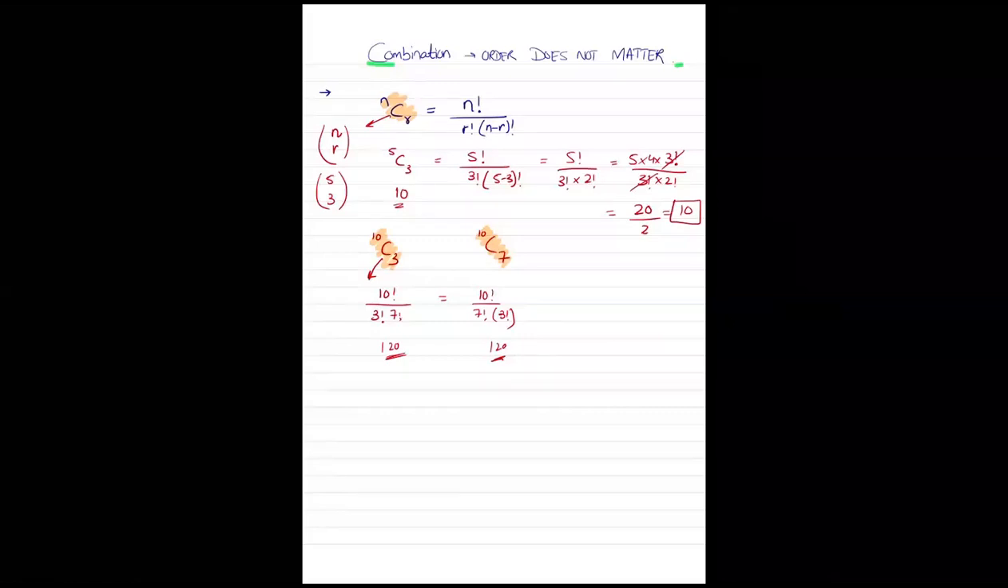All right, let's look at an example question. A team of 6 swimmers is to be selected from a group of 20 swimmers. Find the number of different ways in which the team can be selected. So I want to select 6 swimmers from a group of 20 swimmers. This is the same as saying choosing 6 people from a group of 20.